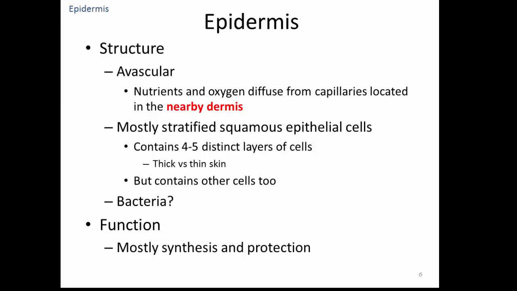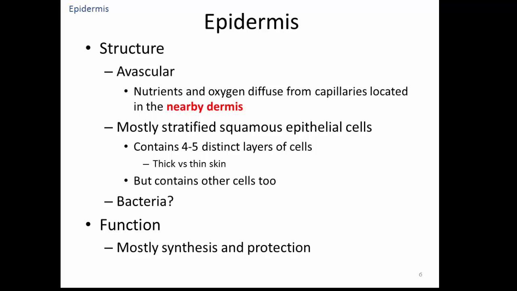There's other cell types that are also present in the epidermis, so it's not just epithelial cells. Things like melanocytes that produce melanin that helps to protect us from UV radiation, for example. We'll talk more about the other cells found in the epidermis in just a moment.